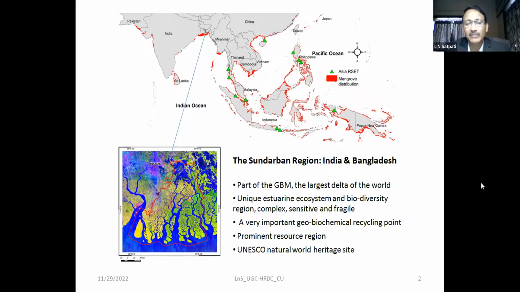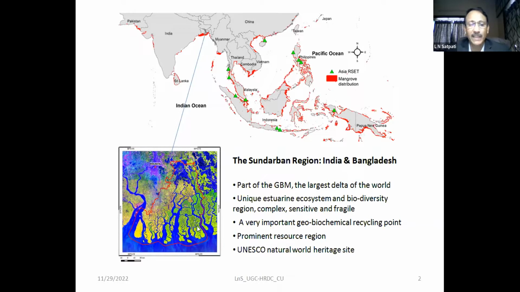And at the same time, it has already been recognized as a tiger reserve. Then in the Man and Biosphere concept, that is the biosphere reserve, and then a UNESCO Natural World Heritage Site. Why? Because it is quite unique in the world. But within this Sundarban region, we have so many Sundarbans, as I have stated.